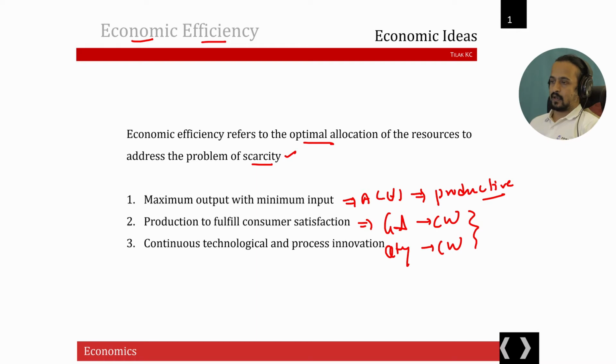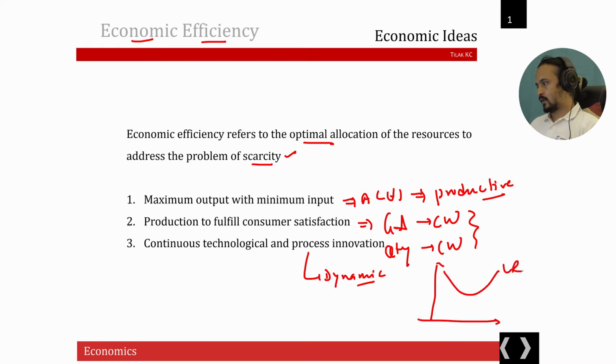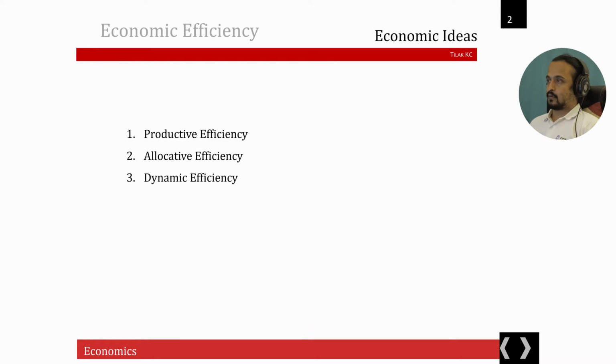And the third kind of efficiency is related with technological and process innovation. This is often called dynamic efficiency, and dynamic efficiency is related to long-term technological and process innovation, because of which the long-run average cost curve tends to fall. For example, this was your initial long-run average cost curve, but after a certain technological innovation, if your long-run average cost curve falls like this, that is the example of dynamic efficiency. Again, to recap, there are three kinds of efficiency that we need to focus on. The first one is productive efficiency, the second one is allocative efficiency, and the third one is dynamic efficiency.